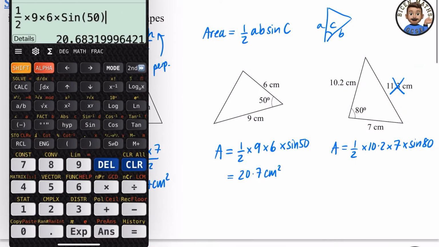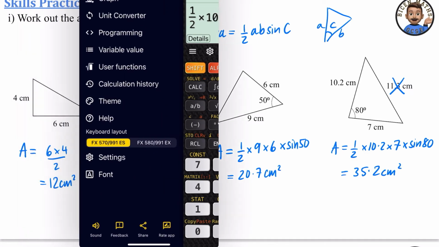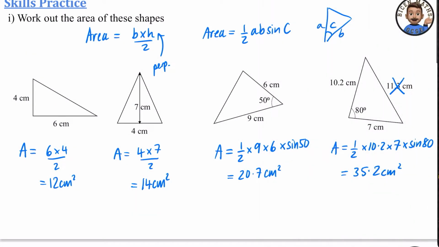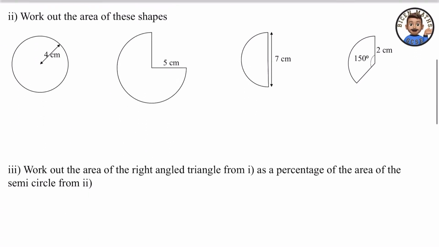So I'm just going to work out a half multiplied by 10.2 multiplied by 7 multiplied by the sine of 80. And to 1 decimal place, that is 35.2 centimeters squared. So you're going to need to make sure that you know how to do these things for the question that we've got coming up. Next are things to do with sectors.